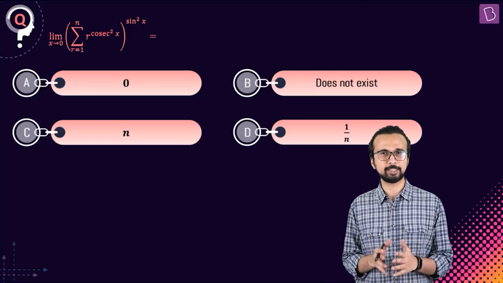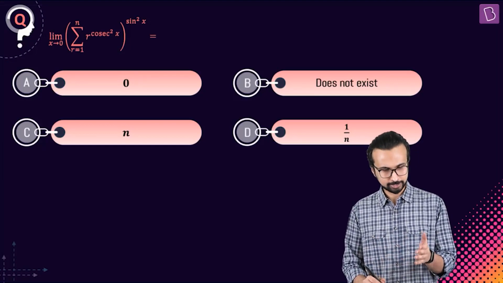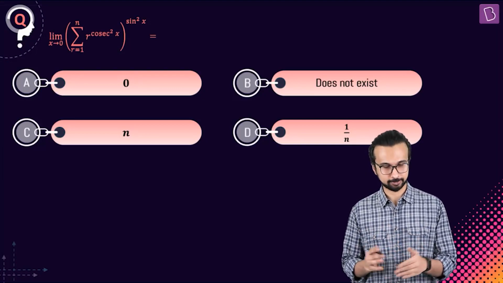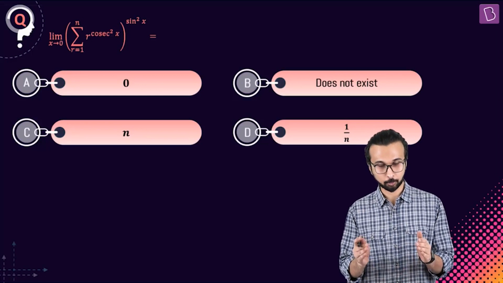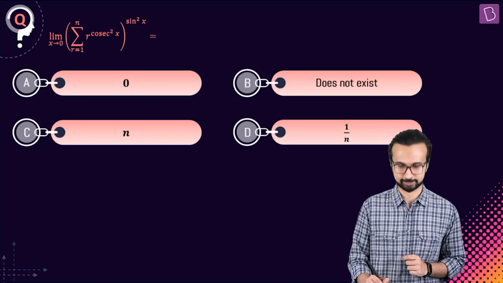Okay, in this question, we have to look for the value of this limit. Limit x tends to 0 of the summation of r to the power cosec square x, where r goes from 1 to n, the whole thing raised to sine square x. Okay, let's find out what the answer is.